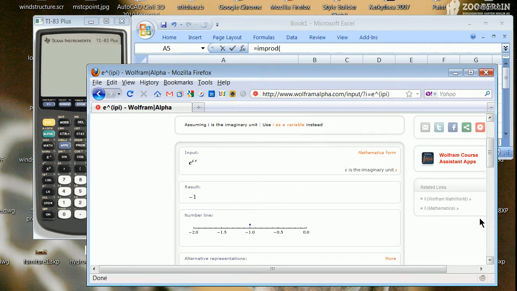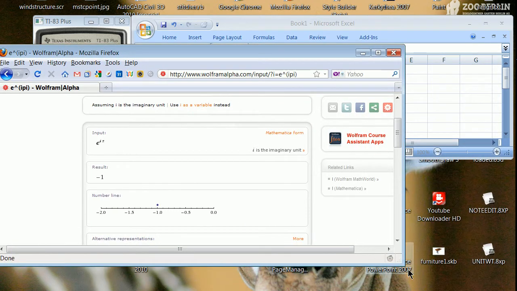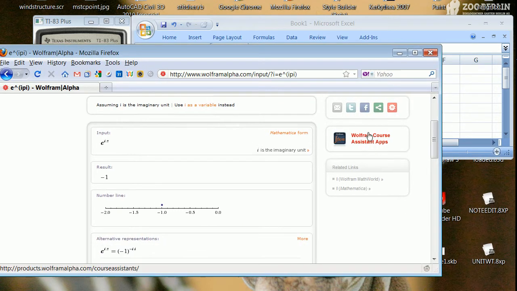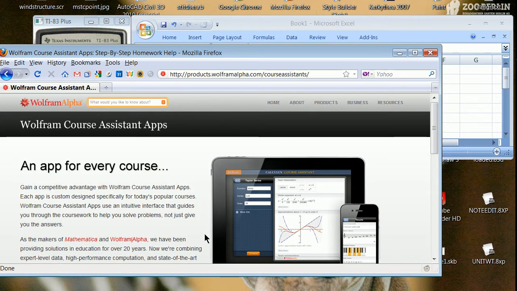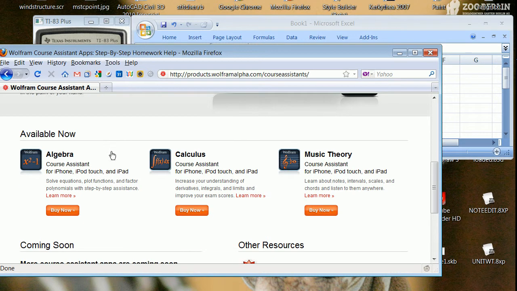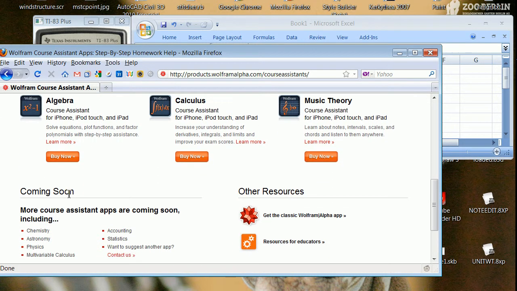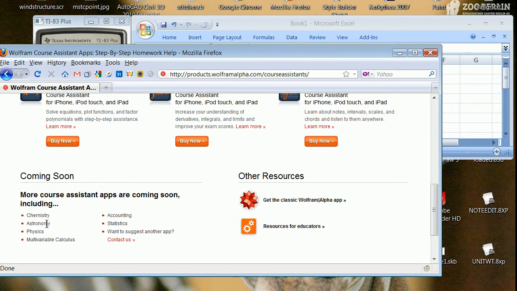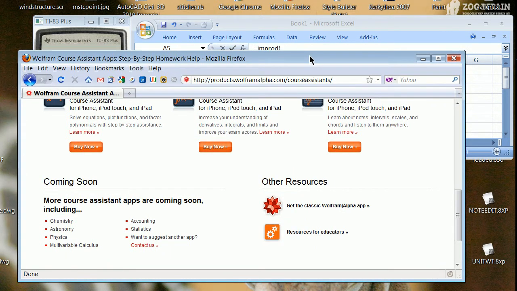Right, so last thing is we're here. Let's look real quick as I finish this one out at the Wolfram Course Assistant apps. Incredibly good stuff for every course. So at least for music theory, algebra, and calculus for the phone, pretty wild, cool stuff coming out of Wolfram Alpha. So the march to an increase in adoption continues. Thanks for listening.